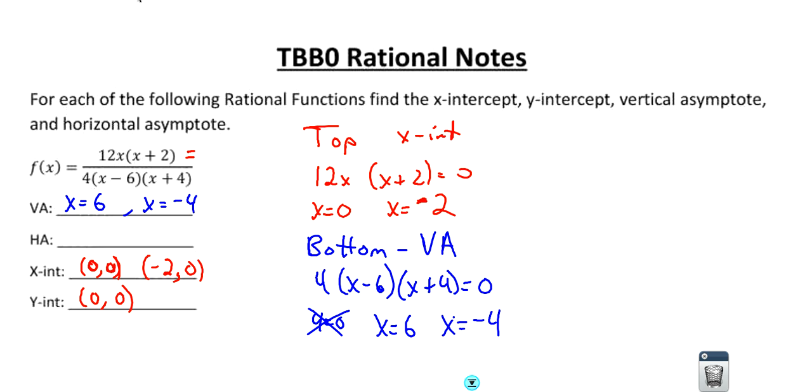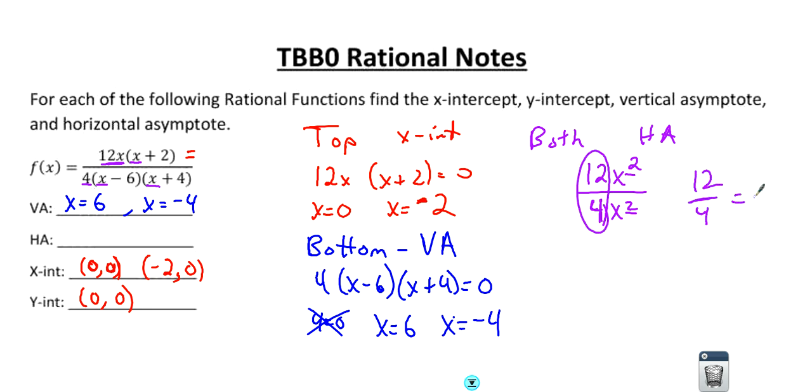And then I deal with both. Both gives me my horizontal asymptotes. So I look at the powers of the top. When I FOIL it out, I get 12x squared, because this term times that term, over this times that, which is going to be 4x squared. Since my powers are the same, I look at my coefficients. So I get 12 over 4, which is 3. So my horizontal asymptote is at y equals 3.